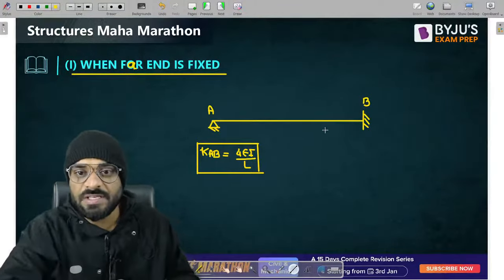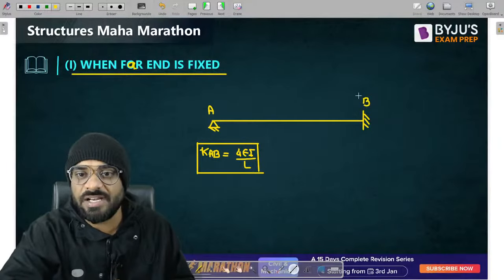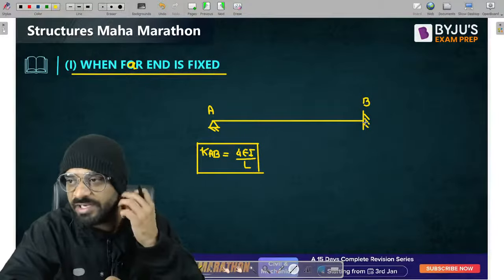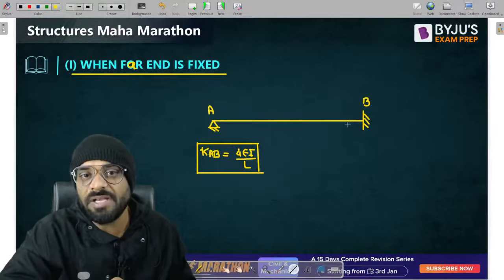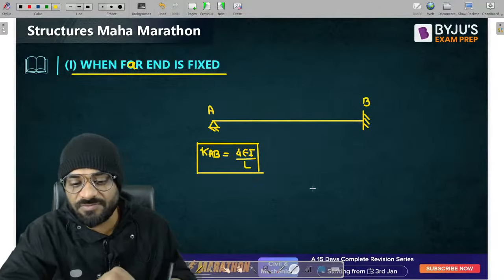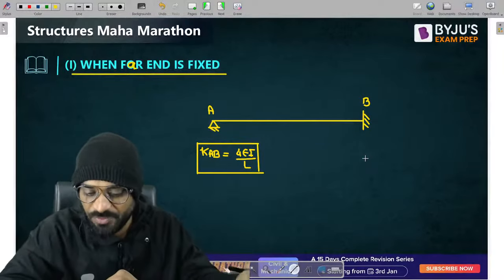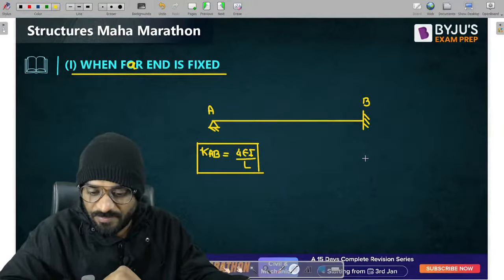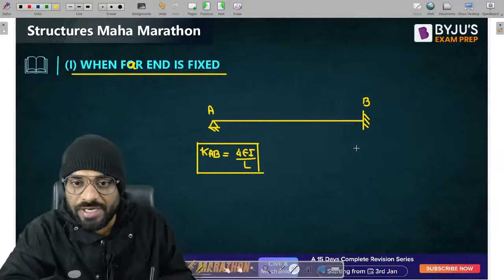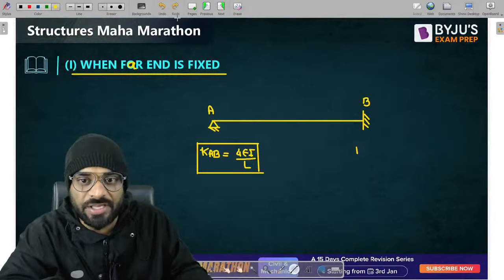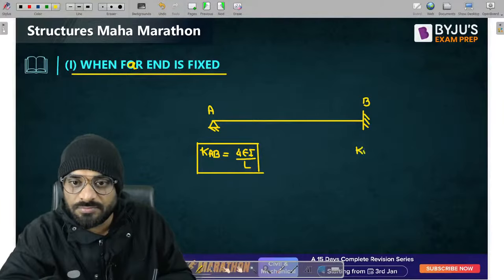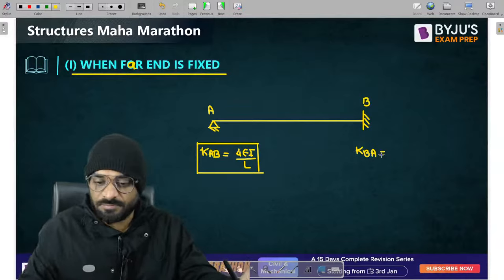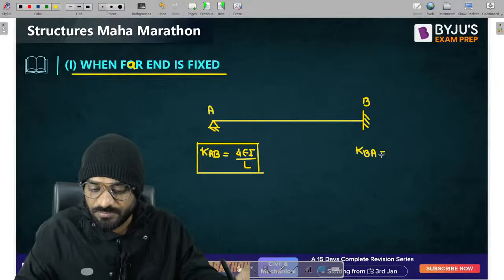Now the question is, sir, when we have the near end as B, if you want to find out the value of stiffness from B to A, then in that case, what is the stiffness? Anyone who can tell me? If you want to calculate the stiffness from B to A, then what is the value? Any one of you? 2 EI by L.